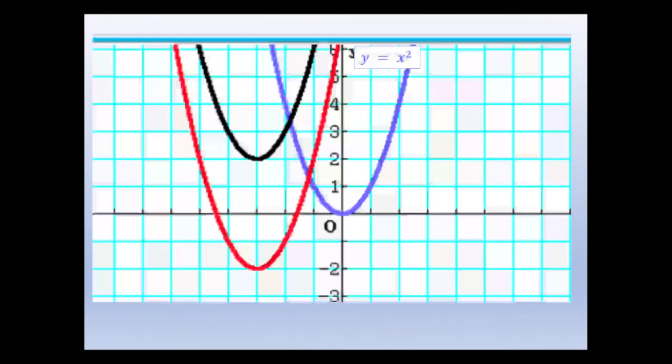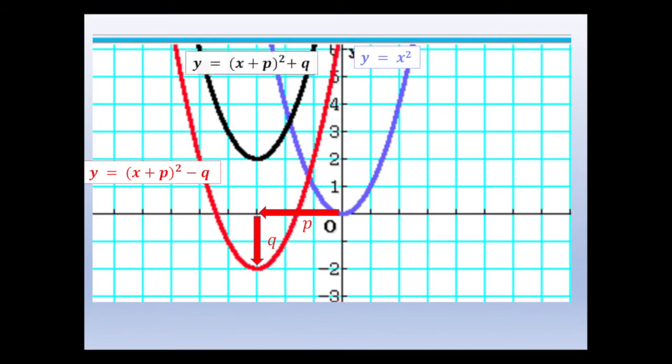Now what if I combine both? You can see that for the purple line y equals x squared, when I draw x plus p all squared minus q, it moves the purple parabola to the left by p units and moves it down by q units.